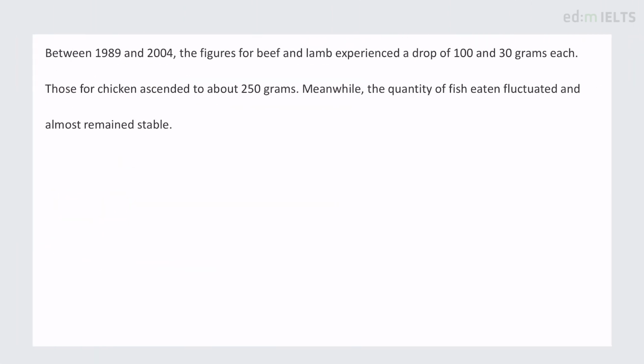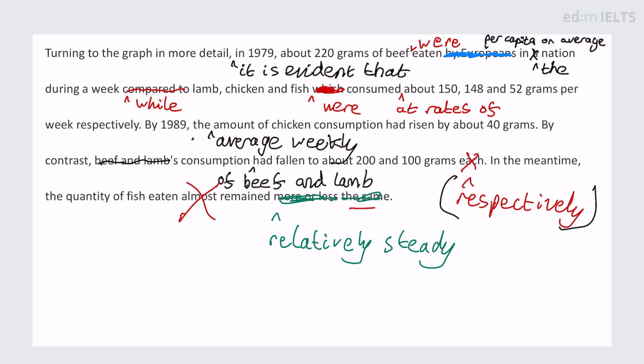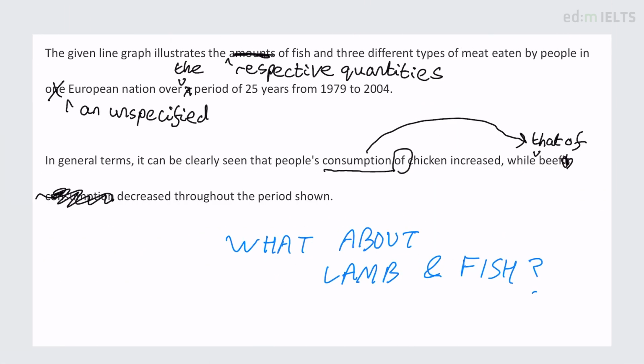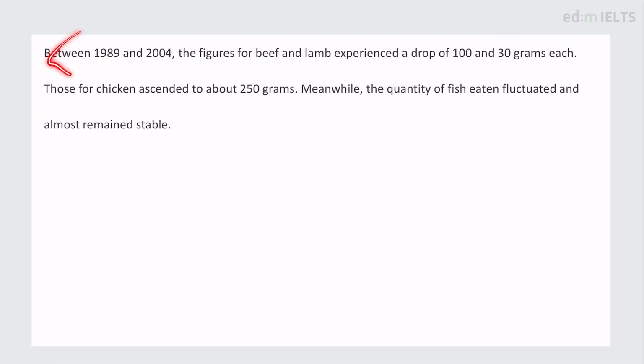And moving on to the last slide. Between 1989 and 2004, so that's good. It's changing the words, not from to, using between and, between this year and that year. The figures for beef and lamb experienced a drop.